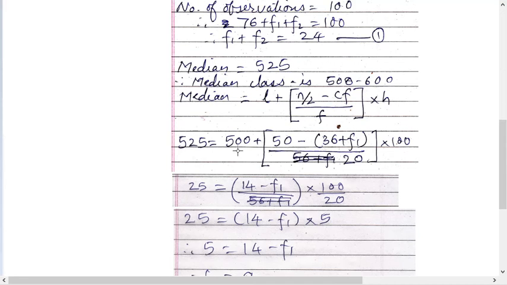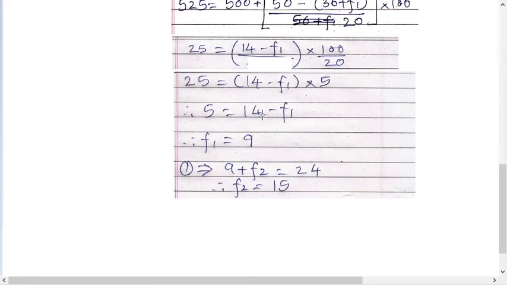So 525 equals 500 plus, in bracket, 50 minus 36 plus f1, the whole upon 20, into 100. So solve it. 25 equals 14 minus f1 into 100 upon 20. This you will get after solving. Try it yourself. Take 100 common and simplify. Then 25 equals 14 minus f1 into 5. So 5 equals 14 minus f1. So f1 equals 14 minus 5, 9.